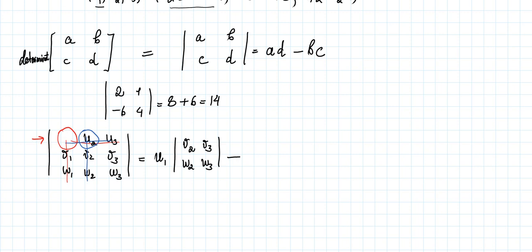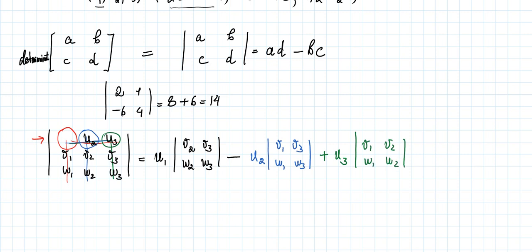We need to cross this out. So if you cross this out, what kind of matrix will you have? V1, V3, omega 1, omega 3, right? And then we need to go to the third term and cross this out. And we need to write this plus U3. And what kind of components are you going to have? V1, V2, omega 1, omega 2.